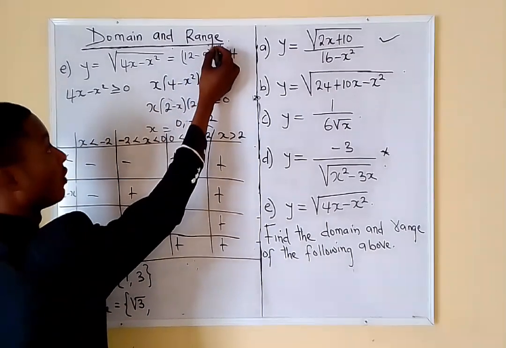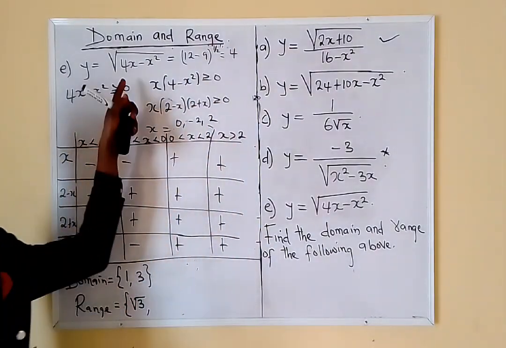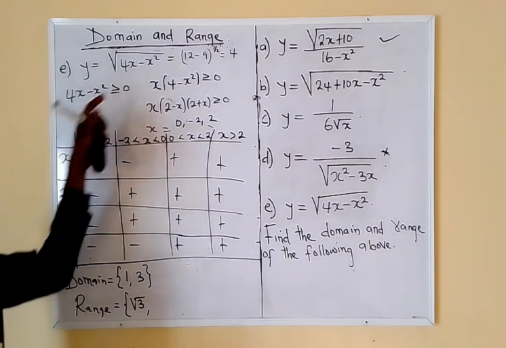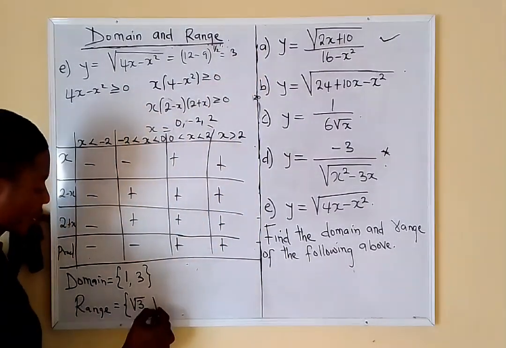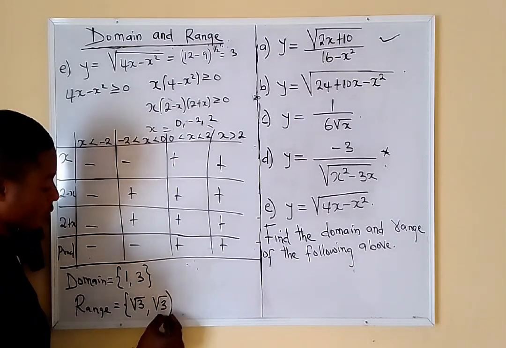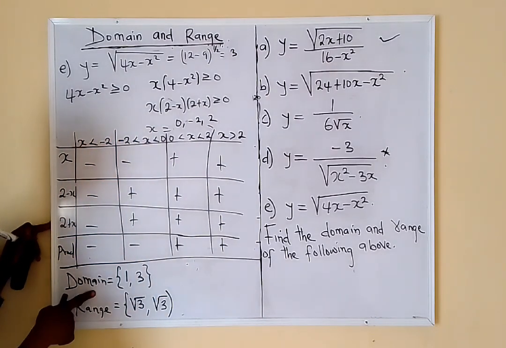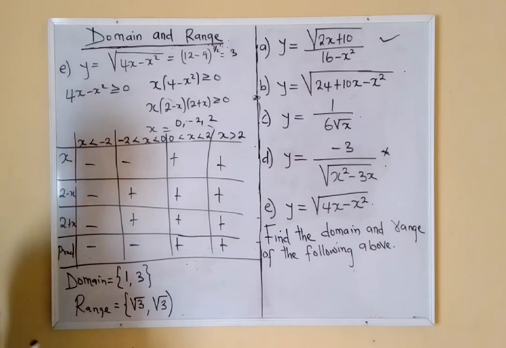So I will leave this for you as an assignment. But let me give you a hint. For this function to have real numbers, the denominator here must be greater than 0. So you equate everything here to be greater than 0. Get the value for x as your domain, and substitute it to get your range.